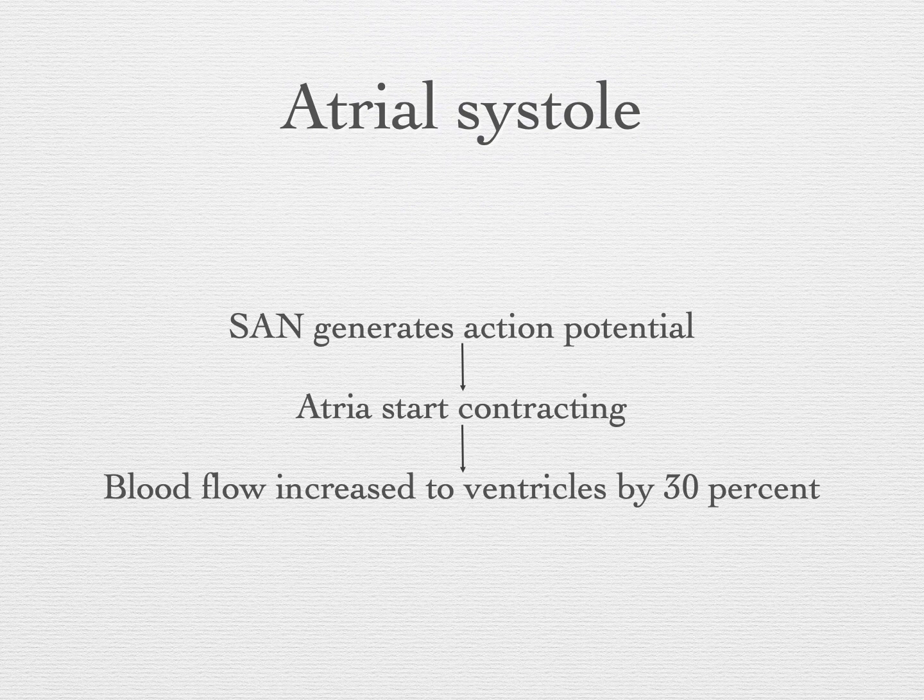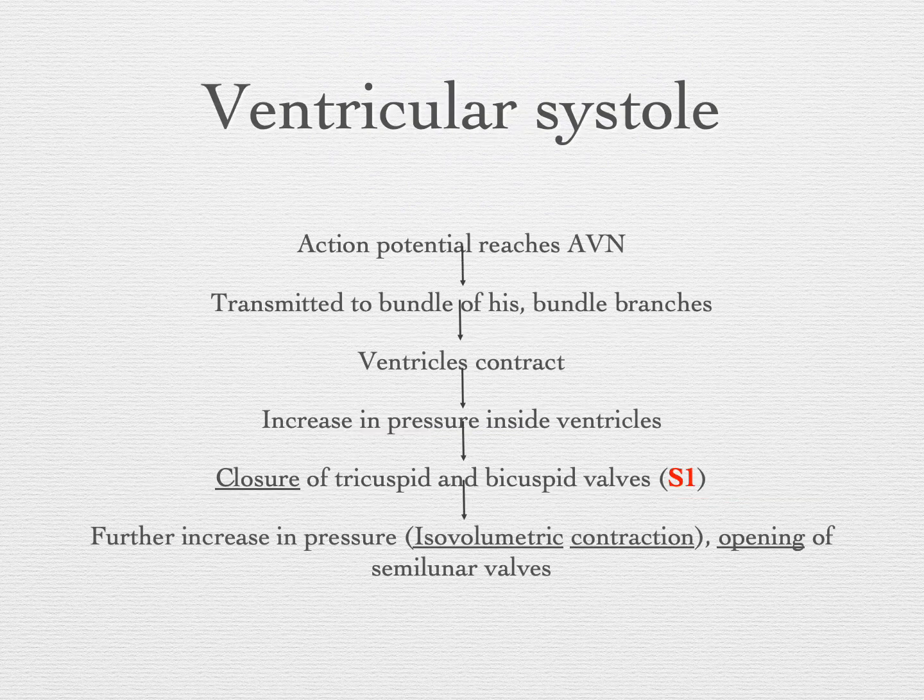So atrial systole, just to run through the section: the sinoatrial node generates an action potential which leads to the contraction of the atria. This will lead to an increase in the flow of blood to the ventricles by 30%. Now the last point is especially important to note, because even when the atria are not contracting or undergoing systole, the blood flows into the ventricles due to pressure changes, which we will be explaining in the next section.